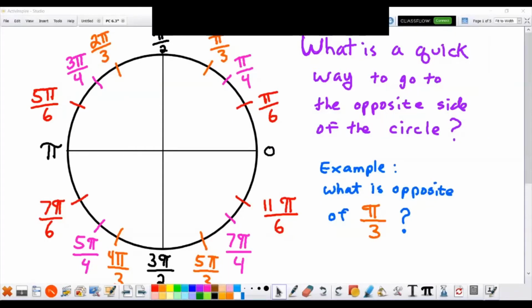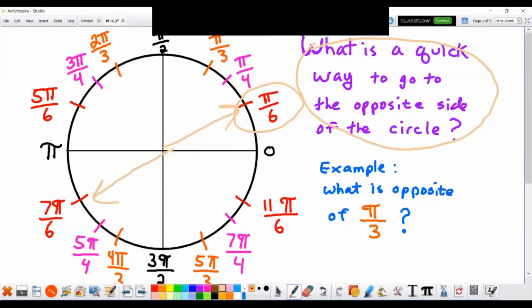Okay, and here on this screen, I put what is a quick way to go to the opposite side of a circle? What if you were in radians and you're about to go over here, but they did negative radius? You're like, well, I have to go over here. You could just look at your unit circle. That works pretty good. But a quick way, you can't really add 180 degrees. Well, I would, except somebody did it in radians.